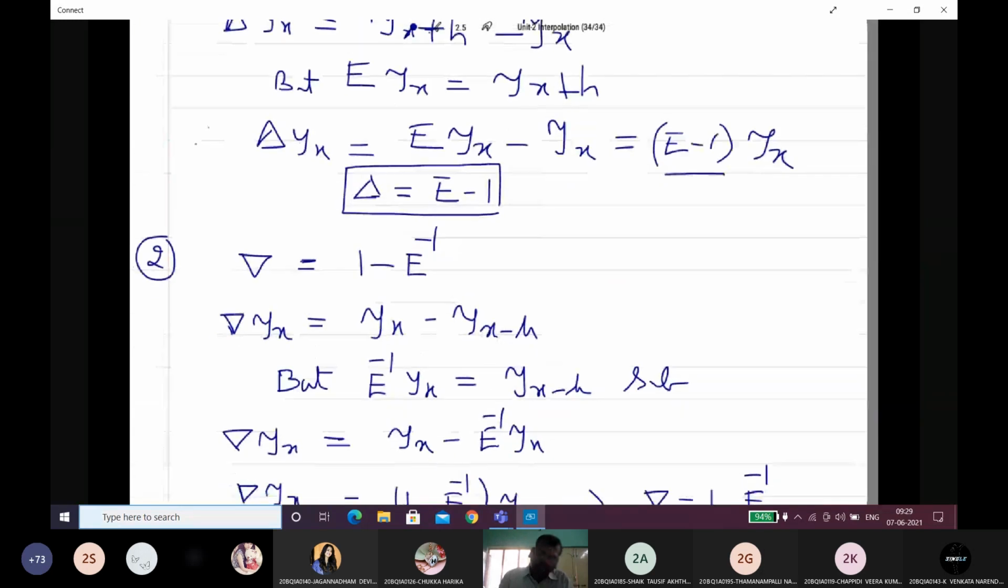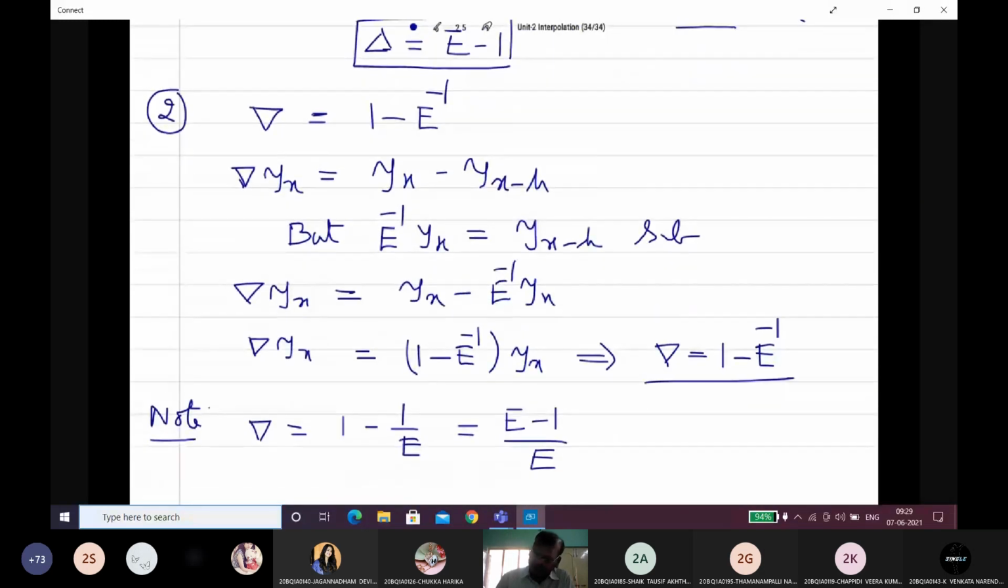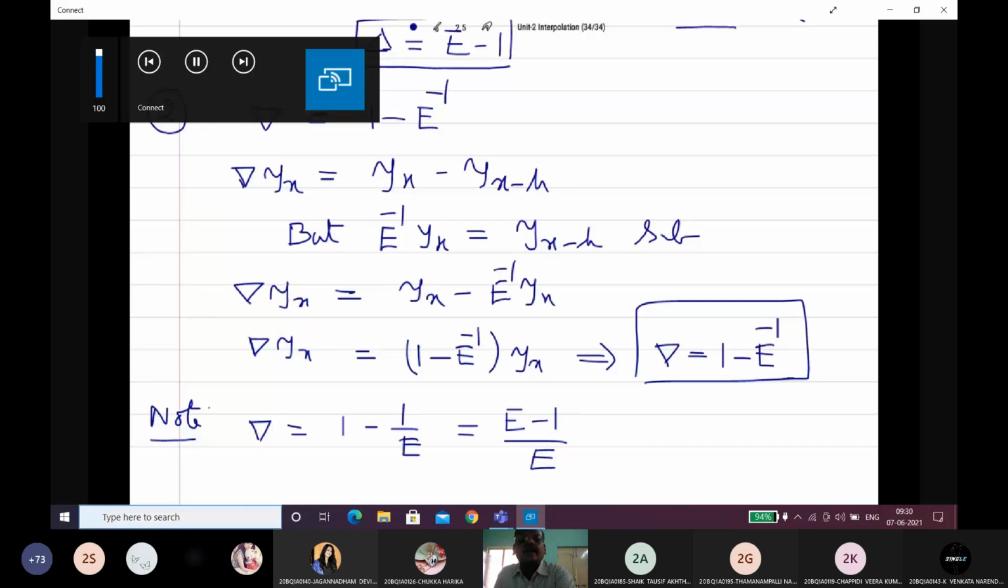Similarly, del is equal to 1 minus E power minus 1. Del of yx is equal to yx minus yx minus h. But E inverse of yx is equal to yx minus h. Now, yx minus this one, and this value is equal to this one. Okay? Is it clear? Yes, sir.